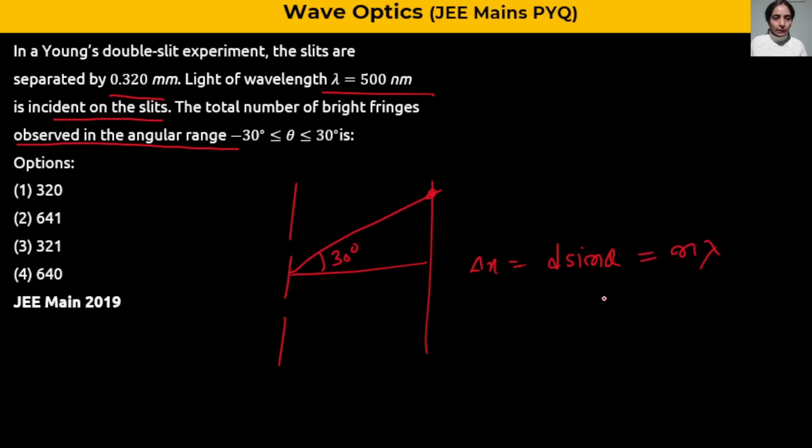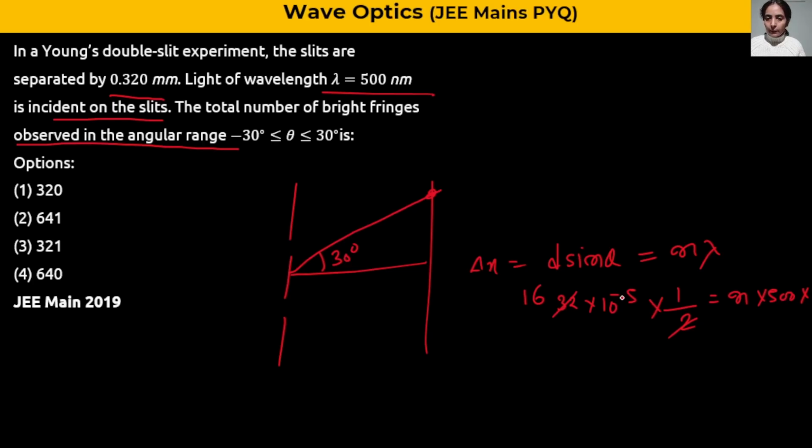What is the value of d that is given? 0.320, so 32 into 10 to the power minus 5, and sine theta, that is sine 30, will become half, and this is n times the wavelength given, right? So that is 500 into 10 to the power minus 9. Now you need to solve for this one. This is your 16.